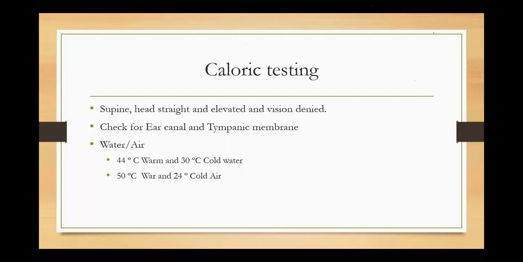So when we are doing a caloric testing, we have to check the ear canal and tympanic membrane. Ear canal, because if there is earwax, we cannot do the caloric testing at all. If there is a perforation or there is a grommet for the myringotomy, when we do a myringotomy, we keep a grommet, right? So that any pus in the middle ear will come out. Usually we do it for children.